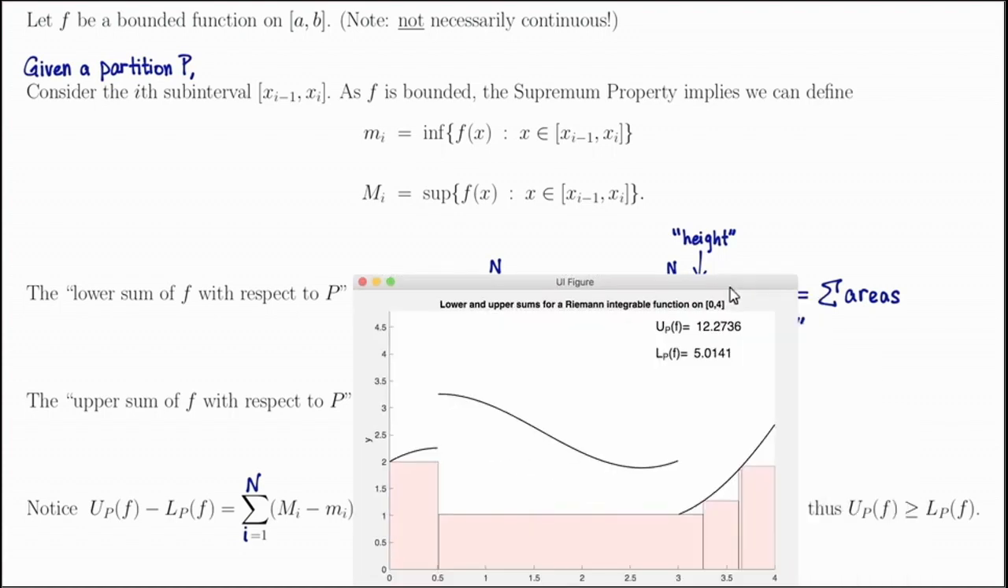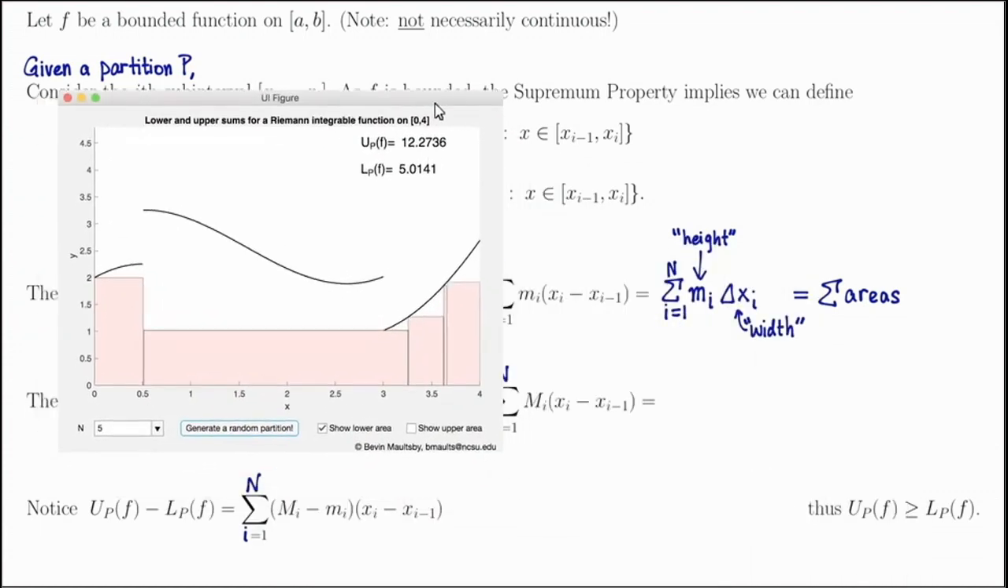Here's what it looks like for a given function. This app has more going on than what I'm picturing, so it will also show us the upper sum and things like that. But here I've got a random partition with 5 subintervals. As you can see, my partition is not evenly spaced. Here's a really wide subinterval. You can barely see this very skinny one right here. And what we're looking at is the lower sum of this bounded function, that's this black curve at the top, with respect to this partition.